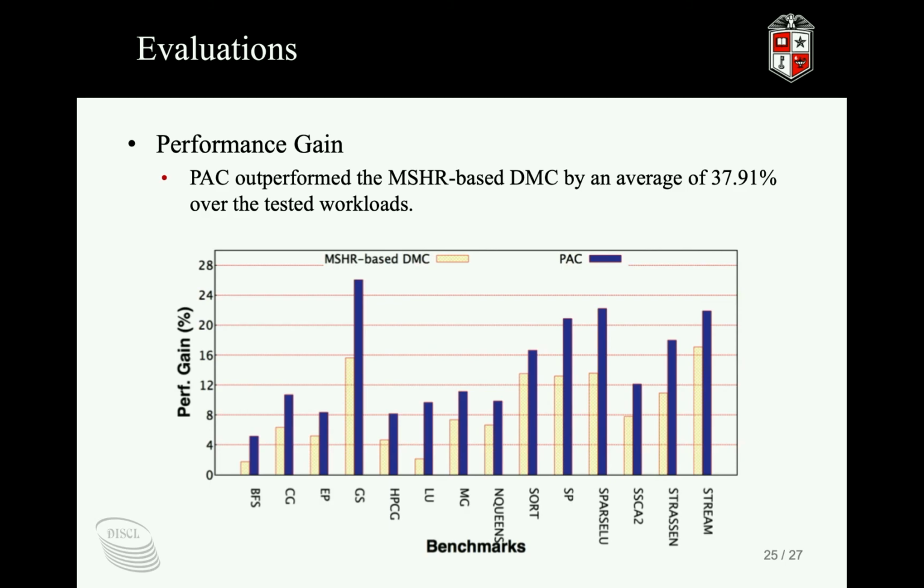And eventually, we tested the overall performance gain of the PAC design. Compared with the traditional MSHR-based DMC model, the PAC outperformed it by an average of almost 38% over all the tested workloads. And the performance gain of scatter and gather, and also sparse LU, SP, and stream even reaches over 20%, demonstrating the performance impact of the proposed PAC design.